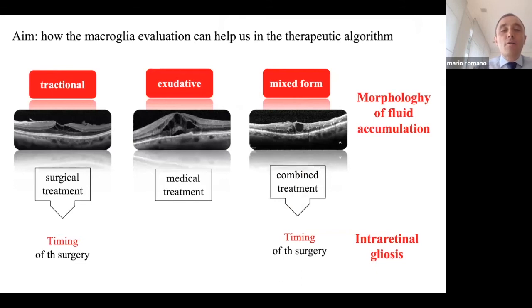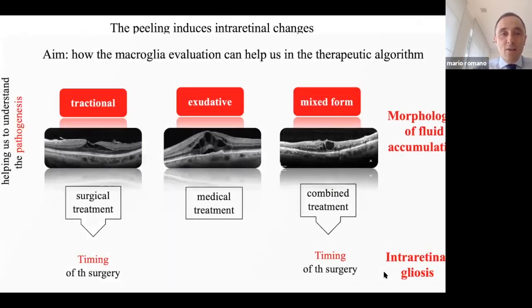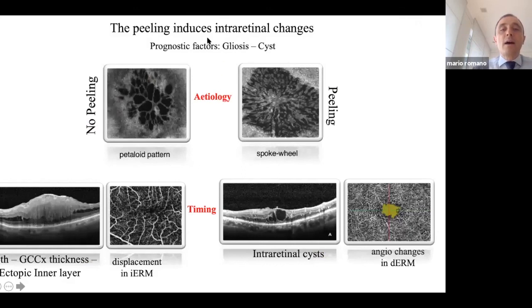According to the macroglia activation and changes, we can have clinical findings on morphology of fluid accumulation and intraretinal gliosis. The etiology, according to the fluid accumulation in petaloid pattern, spocule pattern, will tell us if we have exudation, so we don't have to do the peeling, or we have traction, we need to do the peeling.